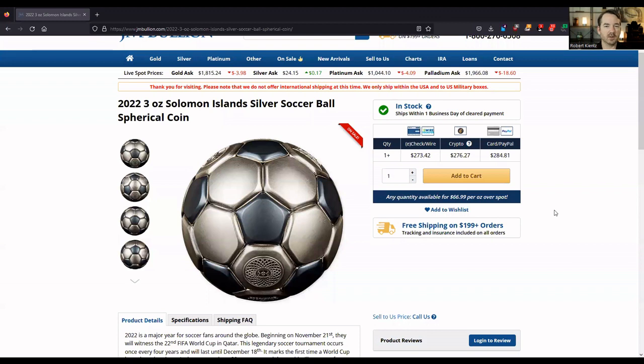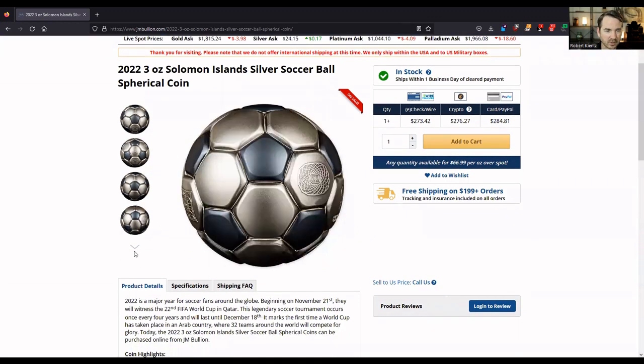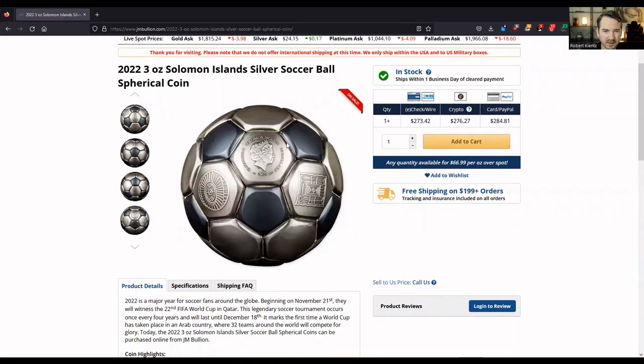So with that in mind and all the festivities going on, I wanted to bring you my coin of the week, which ends up actually being a silver soccer ball. It's the Solomon Islands silver soccer ball spherical coin. It's really cool. Just look at the coin, look at the detail on it. That's just a beautiful coin.